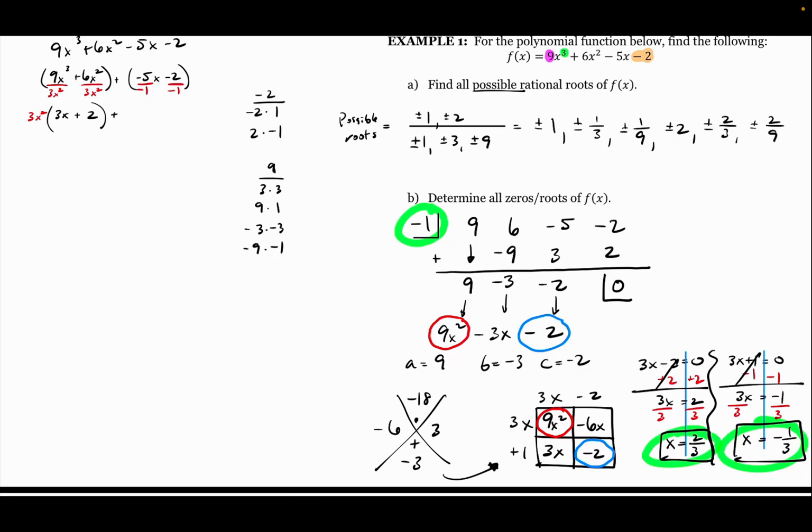Were those 2 answers on my candidate list? +2/3, -1/3? Yeah, they were. But I probably wouldn't have got to them if I just used division. That's why the trinomial part was important. You can use fractions in synthetic division. You could. I wouldn't really suggest it, because it kind of gets ugly, because you have to multiply fractions and add fractions, but you could. Chances are I wasn't going to put a 2/3 in here, or a -1/3 in here. Right? So that's why we use steps we've already used. Okay?